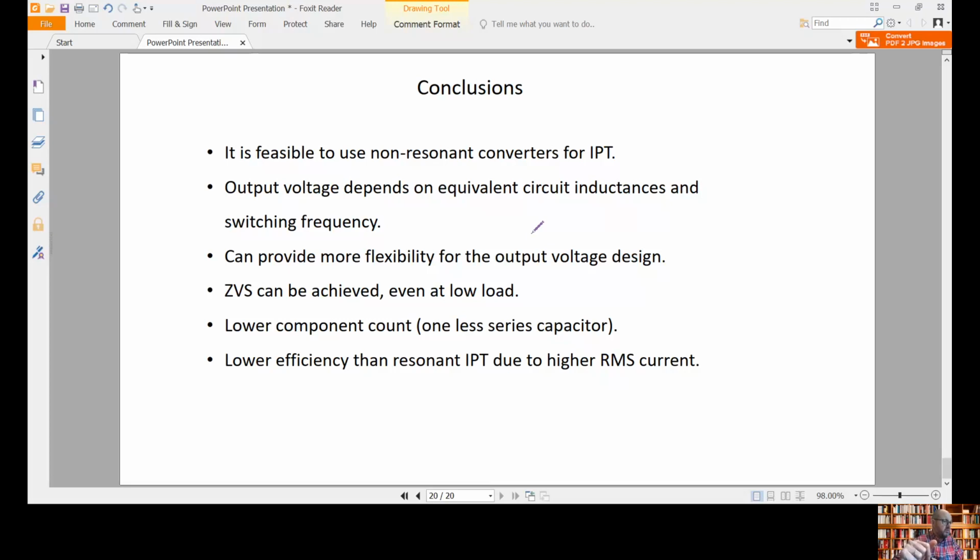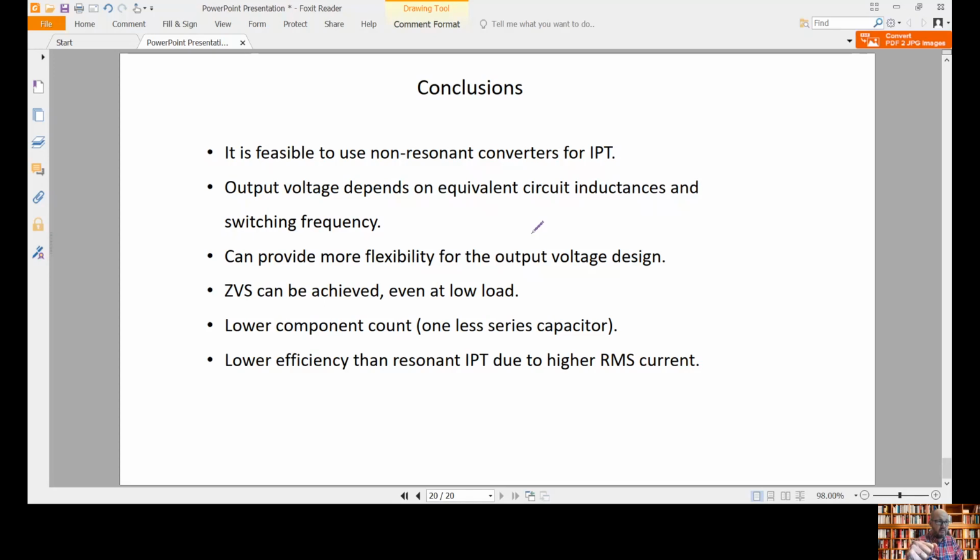Also, zero voltage switching can be obtained in non-resonant operation, even at low load, which could be an important advantage. Also, we have a lower component count. We can use one less series capacitor at the output. We don't need this series capacitor at the output. And the main disadvantage of this converter could be the lower efficiency that we are going to have in comparison with the resonant converter.